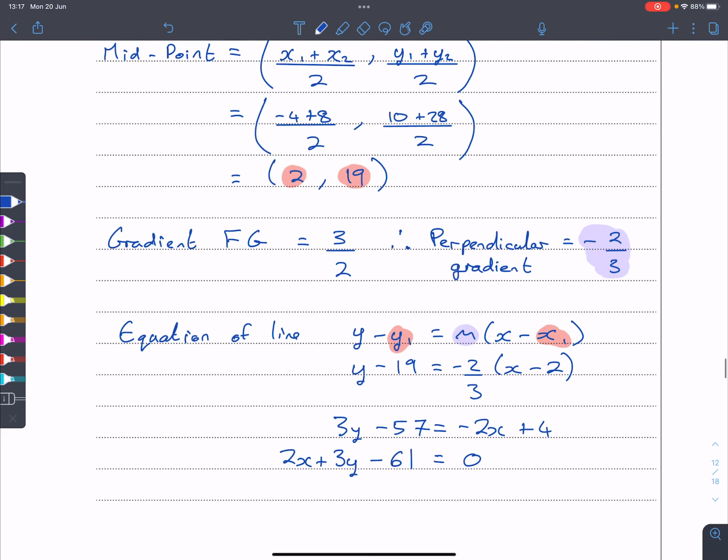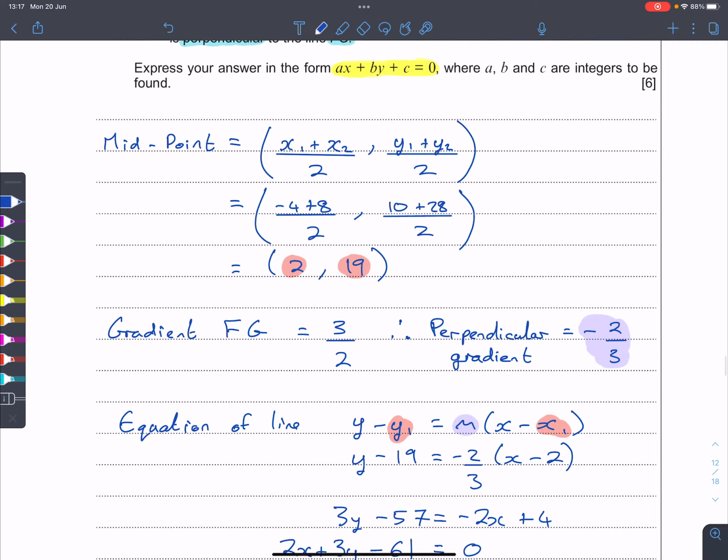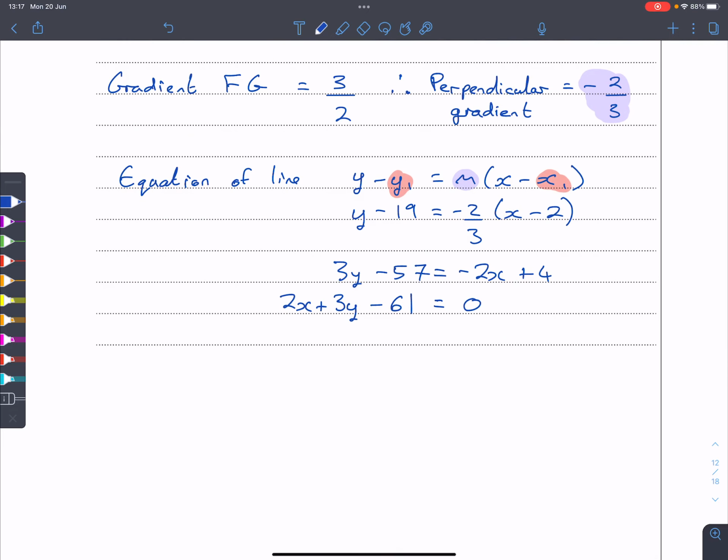So this is now in the form that they want, ax plus by plus c, where a, b, and c are integers. Now you could have a different version of this, which is the negative of all of it equals 0. That's exactly the same thing, so that's fine as well.